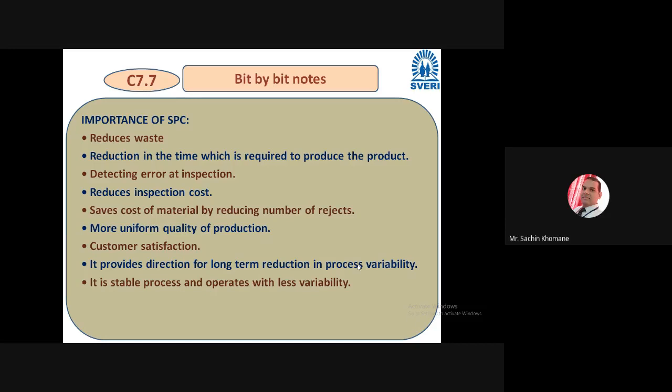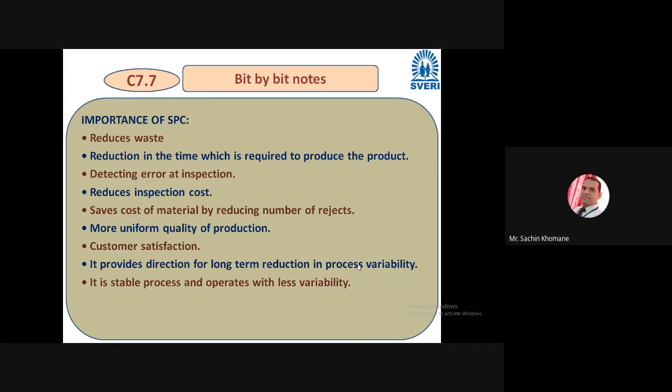So this statistical process control is for that only. Immediately you will take corrective action. And if you take immediate corrective action, it means there will not be a rejection, right? And there will not be any scrap. Ultimately, you reduce the waste. It also reduces the time required to produce the product.